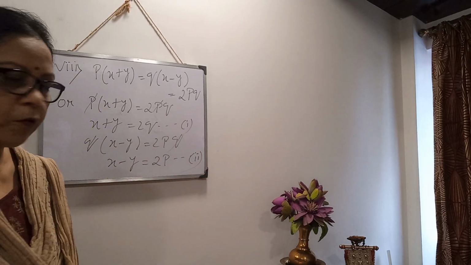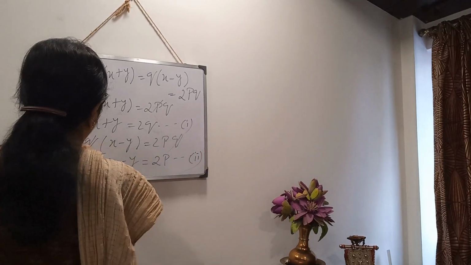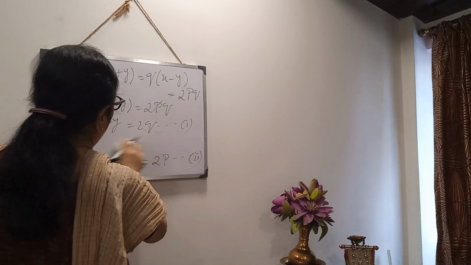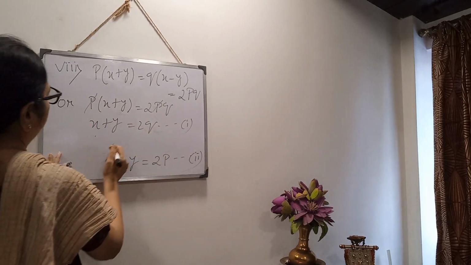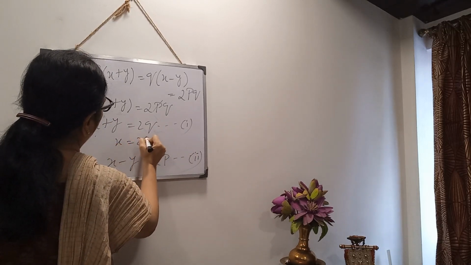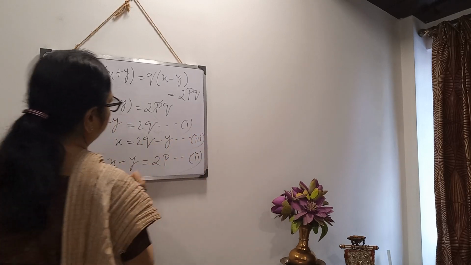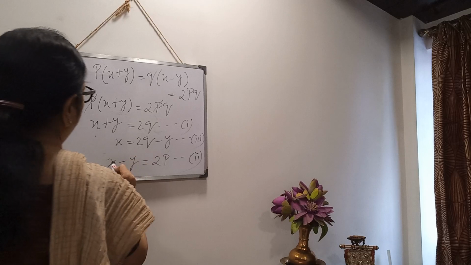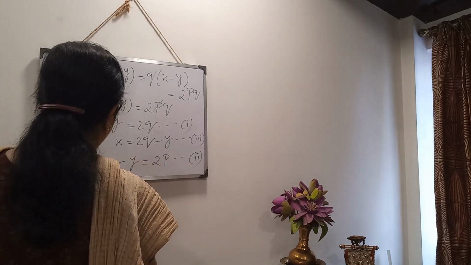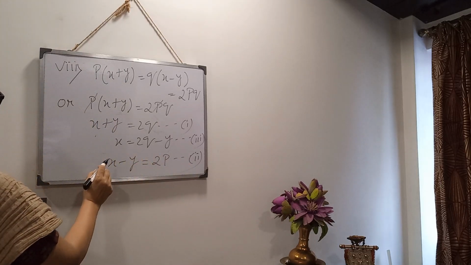Clear? So from 1, what I'll do? I'll make x the subject. x equals to 2q minus y. This is my equation number 3. Now substitute the value of x in equation number 2. What is the x minus y?